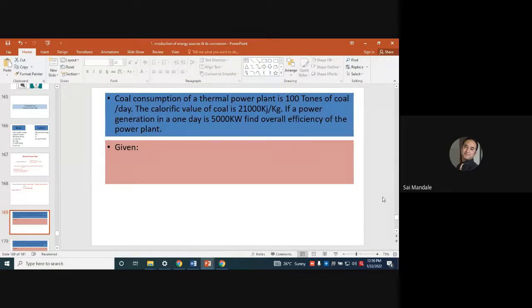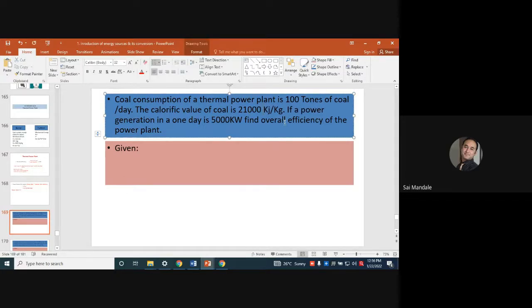The first numerical so far. Coal consumption of a thermal power plant is 100 ton of coal per day. So what is given to me? That we have to write down. Coal consumption of the thermal power plant is 100 ton of coal per day. The calorific value of the coal is 21,000 kilojoule per kg. If power generation in 1 day is 5,000 kilowatt, find the overall efficiency of the power plant.